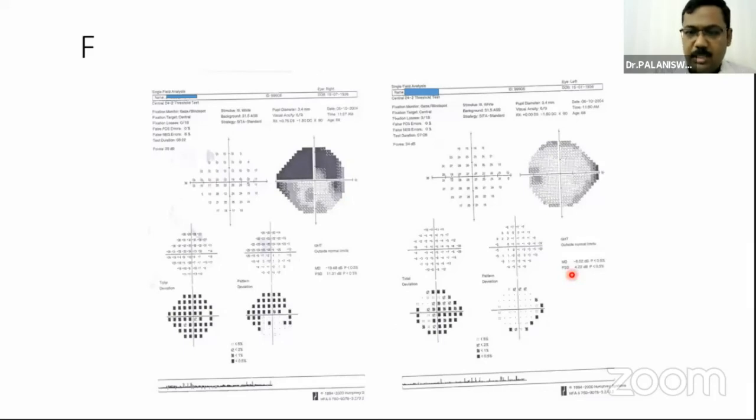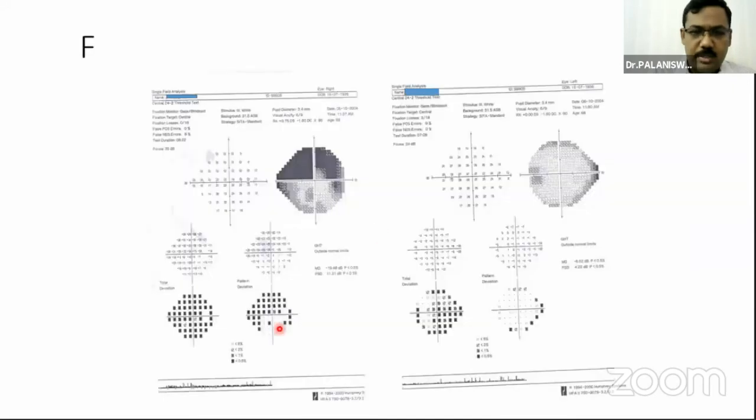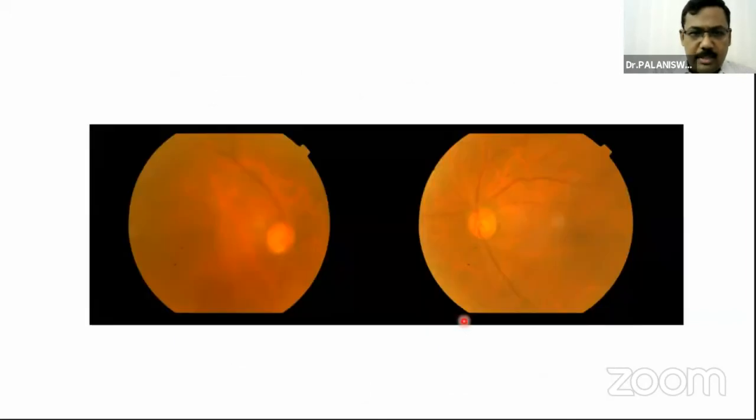PSD has been flagged. So as expected, the patient has, as you can see from the image, cataract. So that is why there was a difference between the total deviation and the pattern deviation. And in spite of the advanced cataract, we can make out in the right eye, there is an advanced cupping. Left eye appears to be normal.